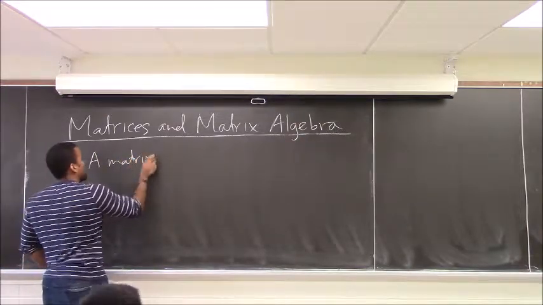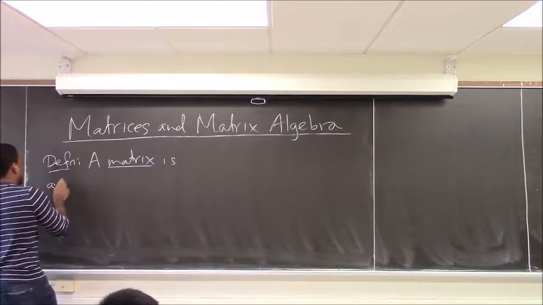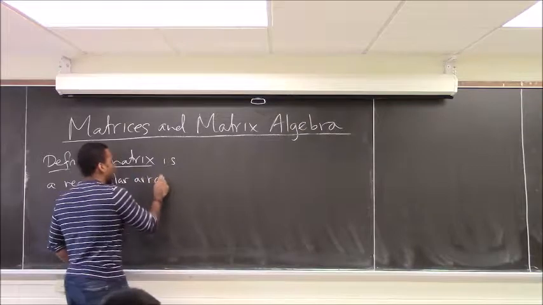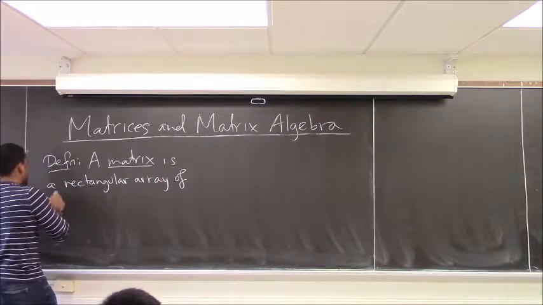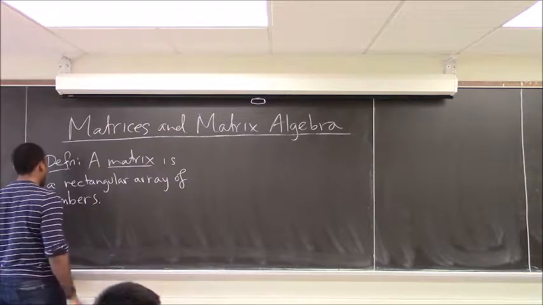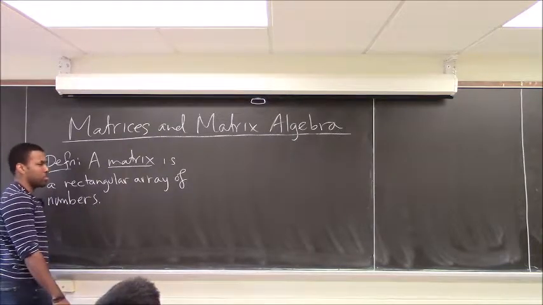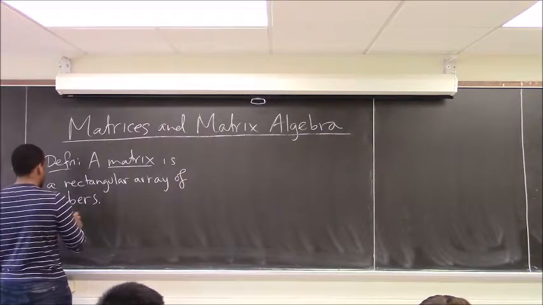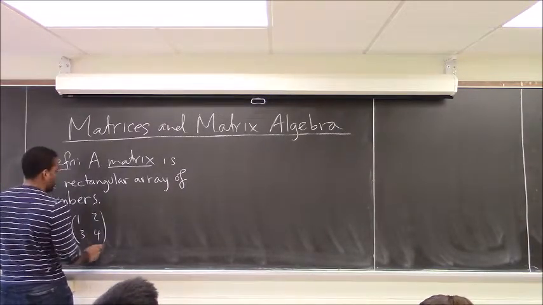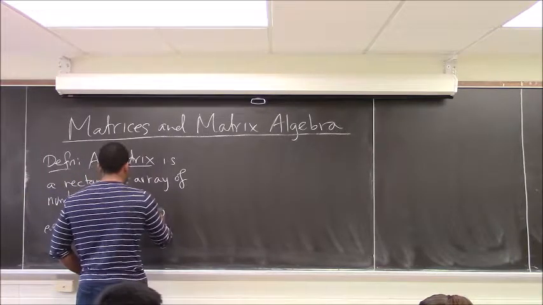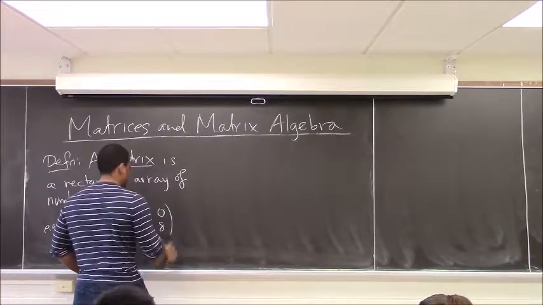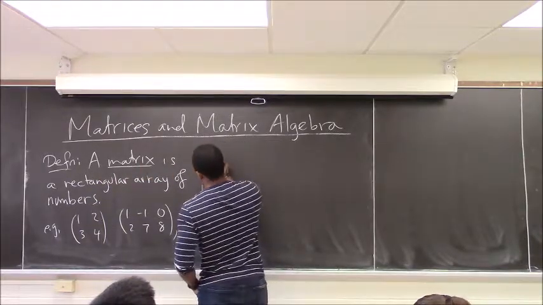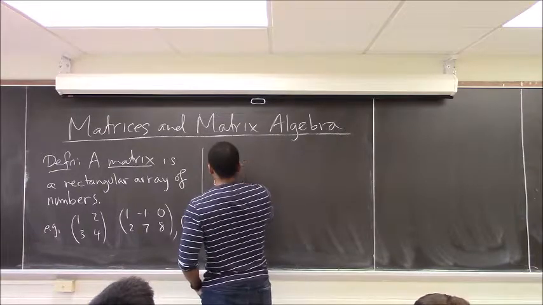A matrix is a rectangular array of numbers. Now that definition is not good enough for a math person, but for a business person, pretty much anyone else, that's good enough. So for example, 1, 2, 3, 4. 1, minus 1, 0, 2, 7, 8. Or just 1. So you can use that, or sometimes you can also use square brackets. These are equivalent.